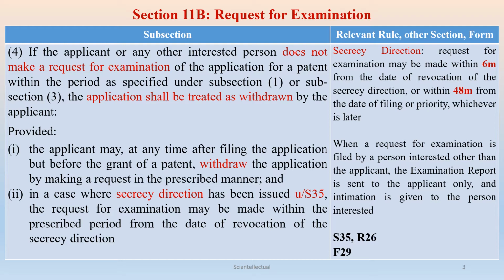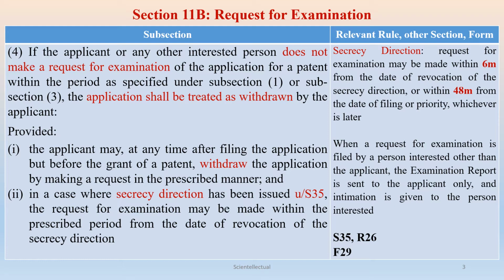Now, there are two exceptional cases provided. Number 1, the applicant may at any time after filing the application but before grant of the patent withdraw the application by making request in prescribed manner. That is, voluntarily the applicant is withdrawing his application. In that case, there is no need to file request for examination. That withdrawal form is Form 29 and rule is Rule 26.